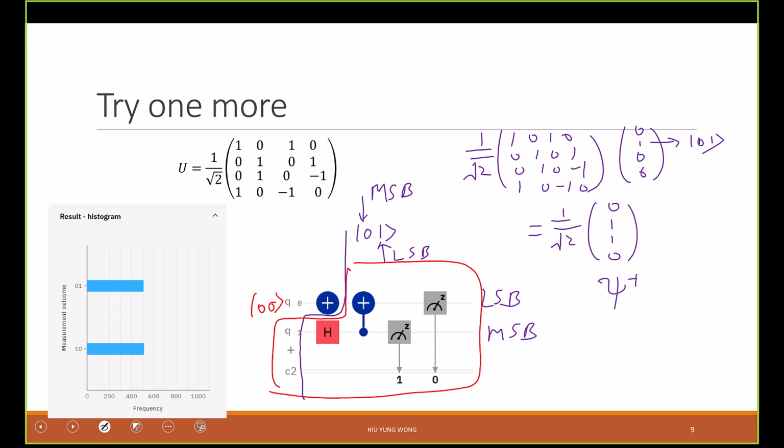I think I'm right this time, right? Which is 1 over square root 2 times 0, 1 plus 1, 0. And what do you get in the measurement? 0, 1, you have so much chance. 1, 0, you have so much chance, which is correct.